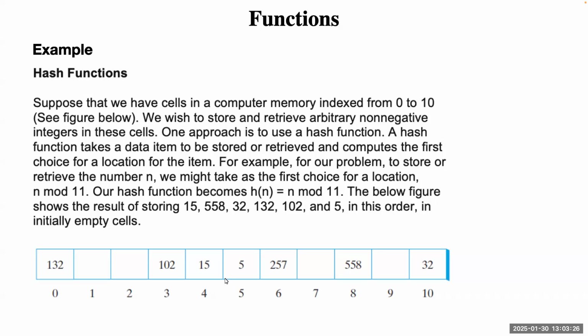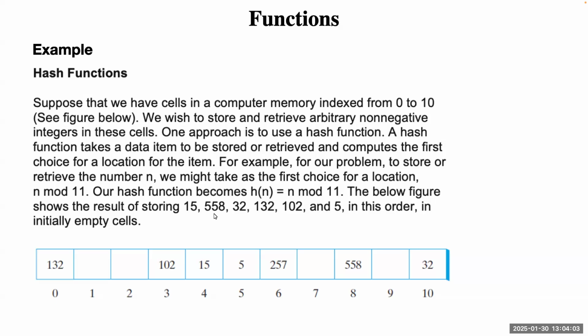So basically, whatever number I want to store, for example, if I want to store 15, I'll say h of 15, which is 15 mod 11. 15 mod 11 is 4 because 11 divides into 15 once, 1 times 11 is 11, and 15 minus 11 is 4. So that's a remainder of 4. So what it means is I'm going to store the number 15 at position 4 because 15 mod 11 is 4.